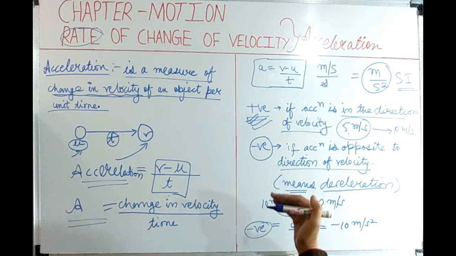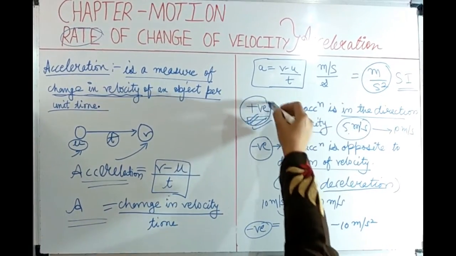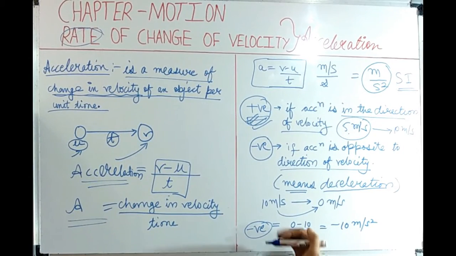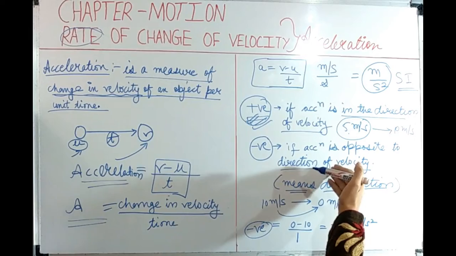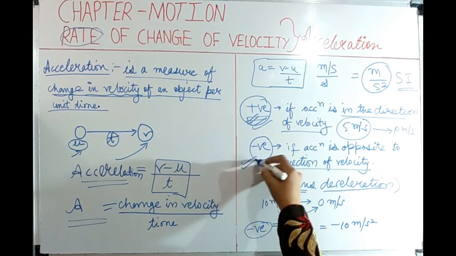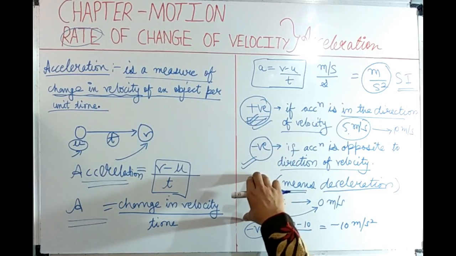You have to keep in mind that when the velocity is increasing, then we will get the acceleration as positive, and when deceleration is going on, when the object is applying brakes, we will get negative value of acceleration. You have to keep both of these points in your mind while you solve the numerical.